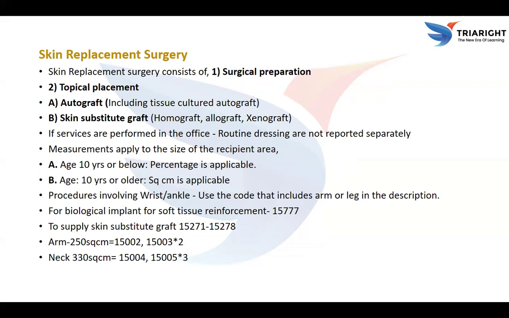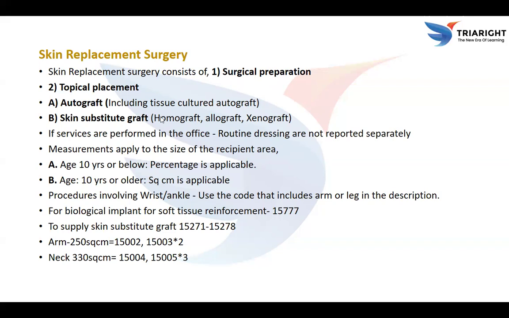So what are the components of skin replacement surgery? Skin replacement surgery has two main steps. Surgical preparation, this means cleaning the wound, removing dead or infected tissue, preparing a healthy surface so the graft can survive. So CPT codes for preparation depend upon the area and size. Second is topical placement. This is the actual placement of the skin or skin substitute on the wound.